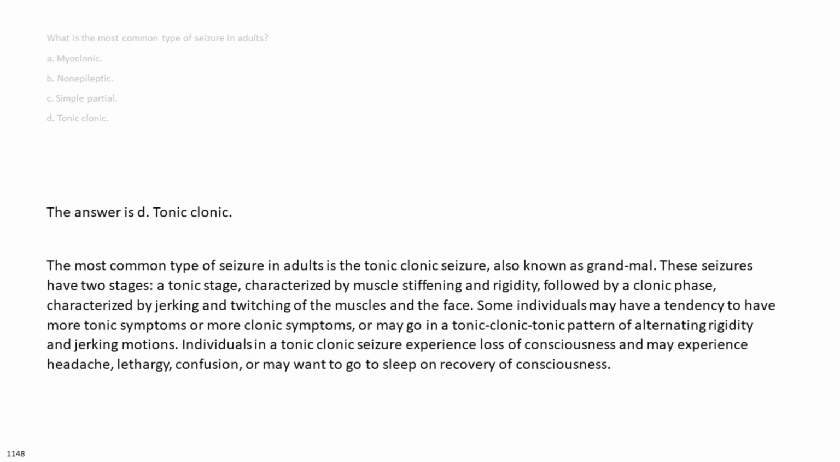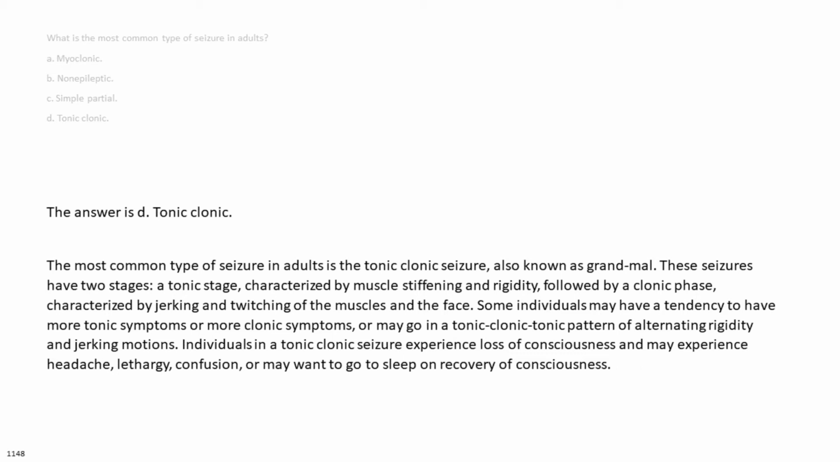The answer is D. Tonic-clonic. The most common type of seizure in adults is the tonic-clonic seizure, also known as grand mal. These seizures have two stages: a tonic stage, characterized by muscle stiffening and rigidity, followed by a clonic phase, characterized by jerking and twitching of the muscles and the face.